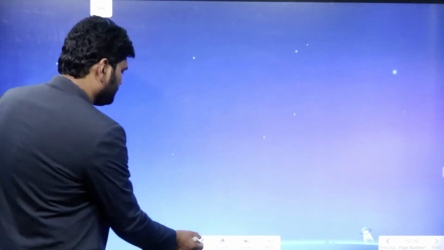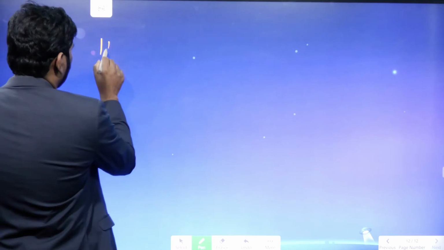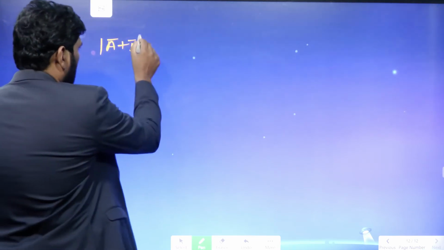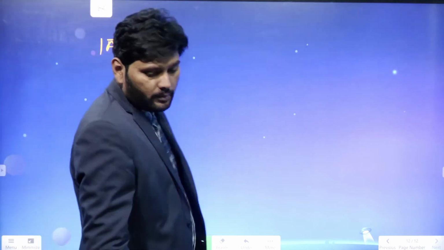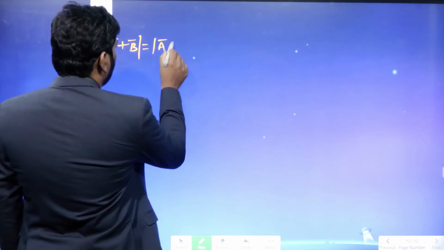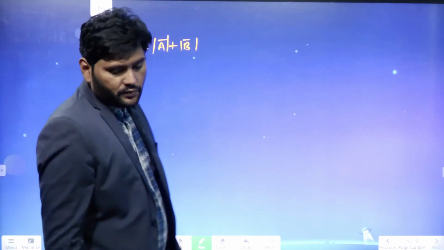The first question is, if A bar plus B bar is given, so I am writing the question here. They gave the condition that the magnitude of A plus B is equal to magnitude of A plus magnitude of B. Then they are asking to find the angle between A and B.